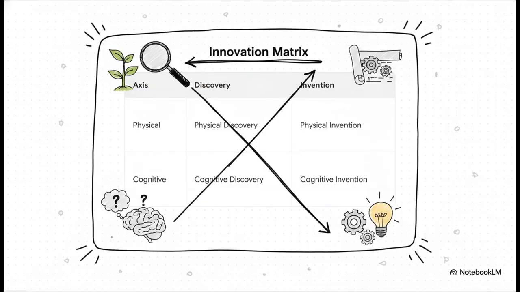Now, when we cross that horizontal axis of discovery versus invention with our vertical axis of physical versus cognitive, boom, we generate a 2x2 grid. This creates 4 distinct territories, giving us a definitive map we call the innovation matrix. This isn't just a fancy way to categorize 40 scholarly theories, guys. It's a literal roadmap for founders to pinpoint exactly what kind of game they are actually playing. We're going to explore each of these 4 quadrants to understand exactly how they work.